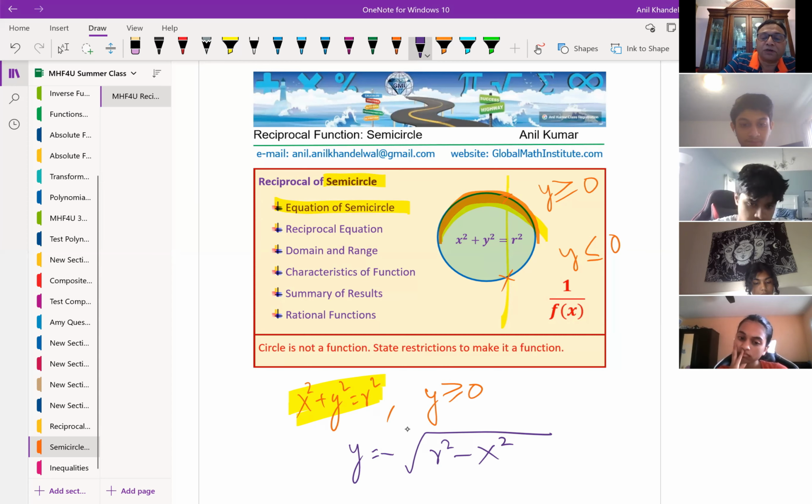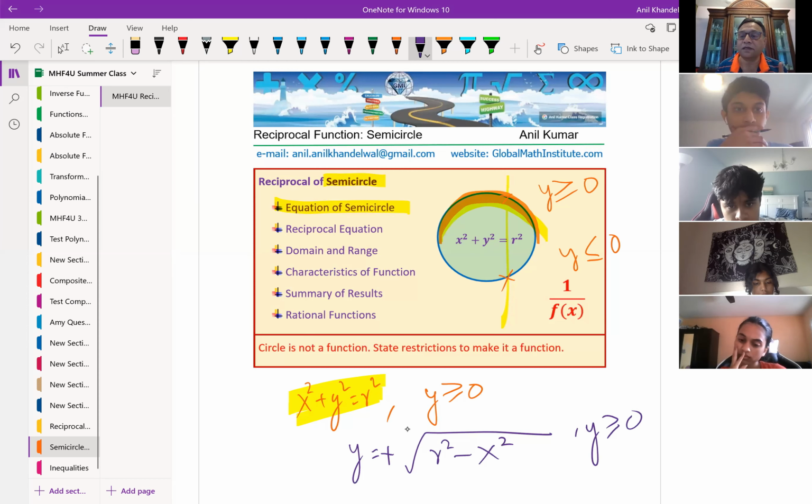And we will keep this positive since we are looking into y greater than or equal to 0. So that means we are considering the top half of the circle, which is a semicircle. If I make y less than or equal to 0, it means the bottom half, right? Both are functions. I could take either one of them.